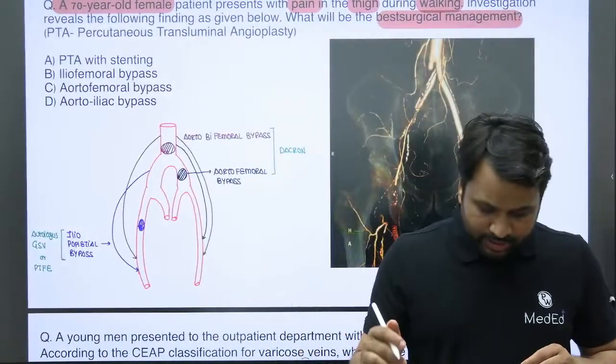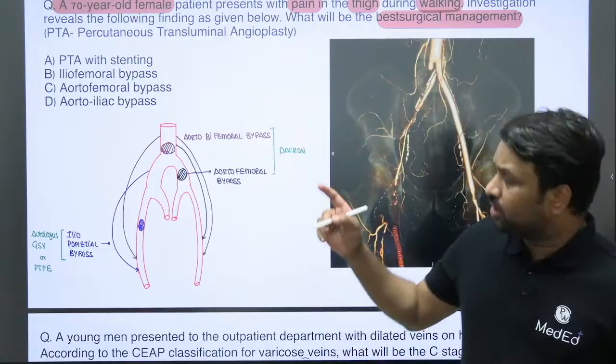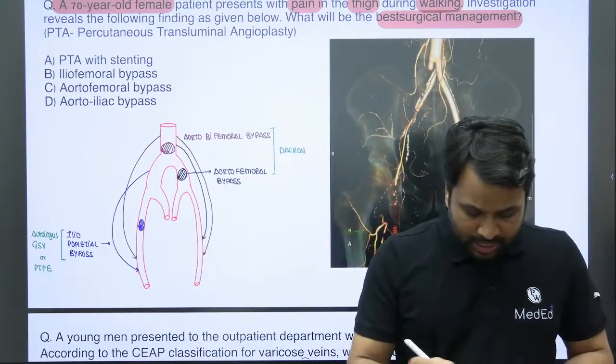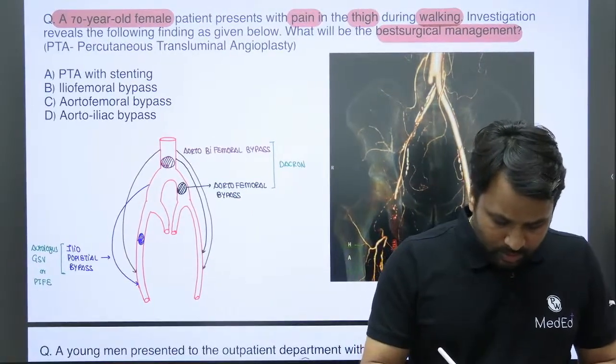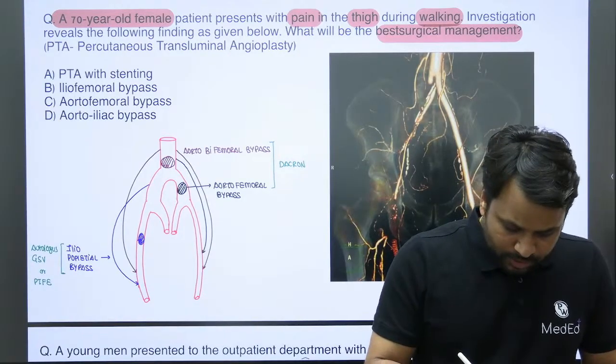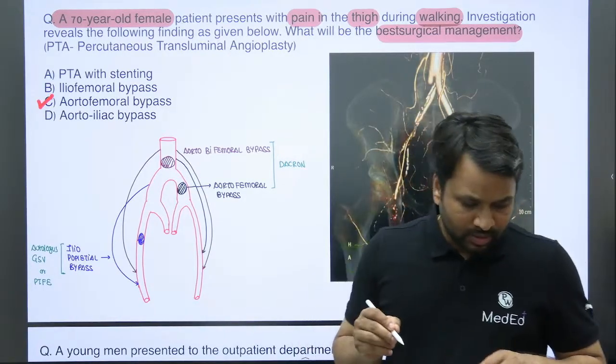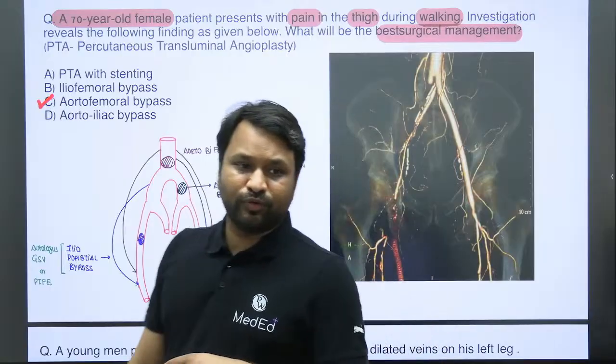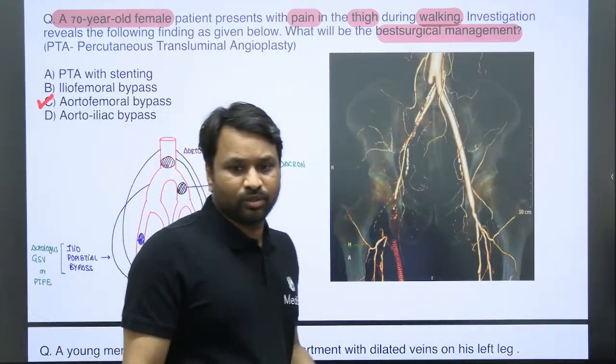Okay. So here, because we're talking about the iliac occlusion, I would go with aortofemoral bypass. So aortofemoral bypass is present as option number C. Okay. You will not do iliofemoral, you will do aortofemoral. It is an aortofemoral.